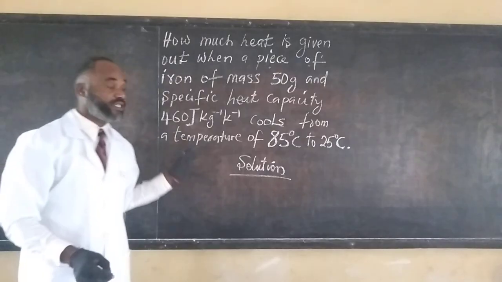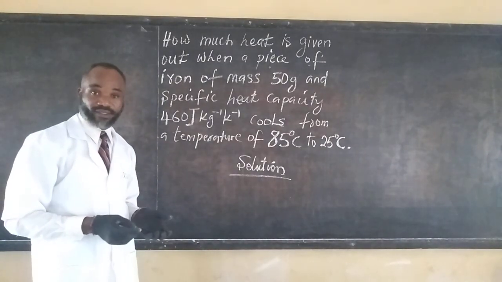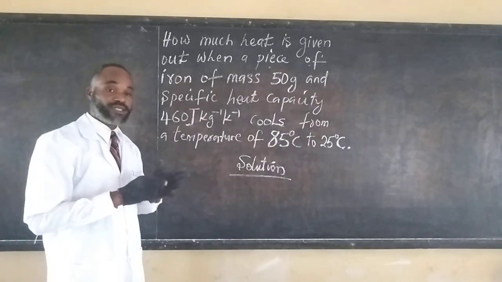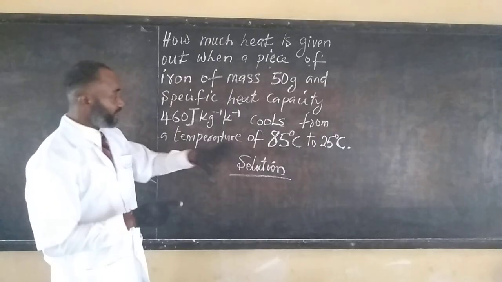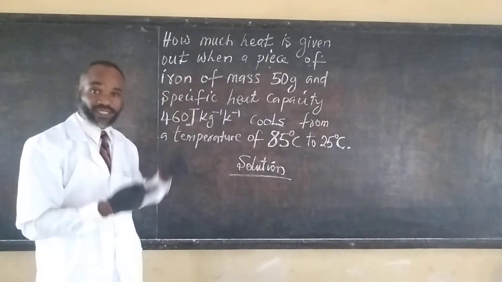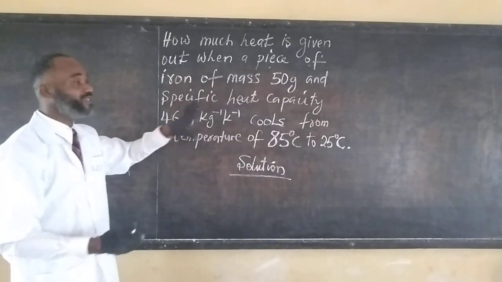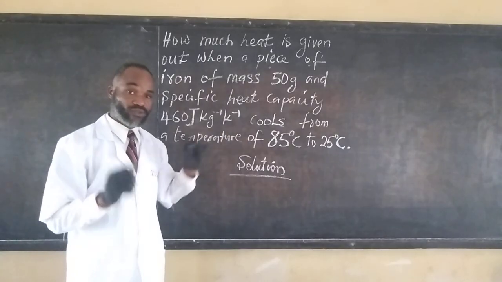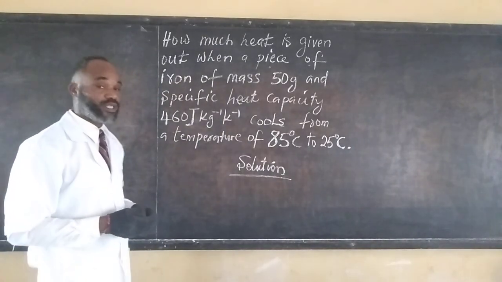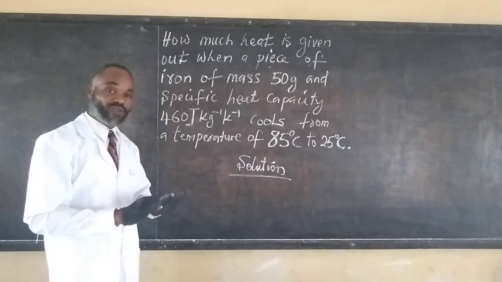You observe something here. This question is not an objective question. This is a theory question, whereby you are expected to show your data. Data means the information that the question contains. And then you show your steps, show your formula, and so on. Take notes. In that case, what you are expected to do is outline your steps. Make sure your steps are very, very clear.